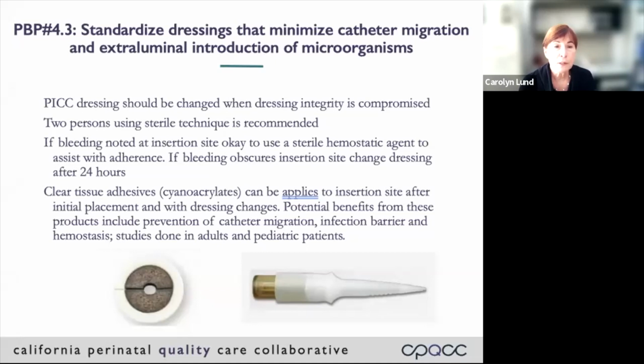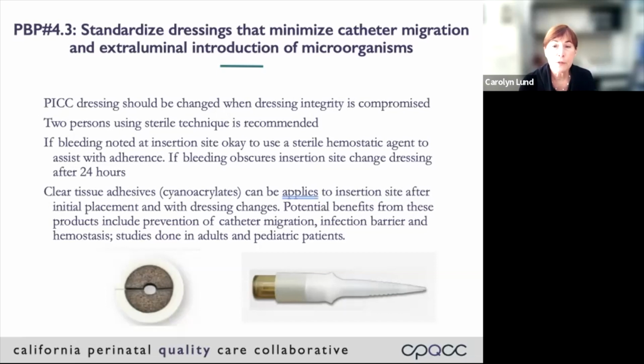Now, there's also clear tissue adhesives that are made of the chemical cyanoacrylates. Some people call it glue. And this can be applied to the insertion site after initial placement and with dressing changes. You know, we used to use Steri-Strips for this. We no longer do. We use this product called SecurePort IV. I think it's the only product right now that is FDA approved for this practice.